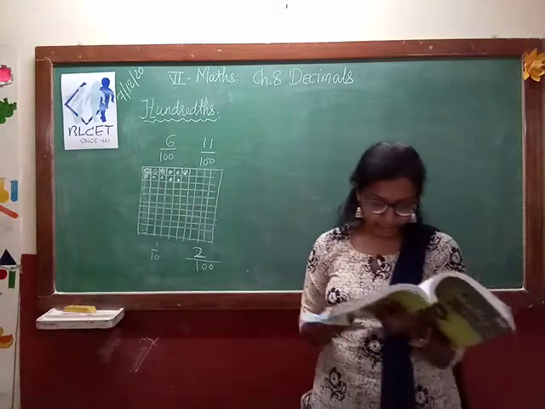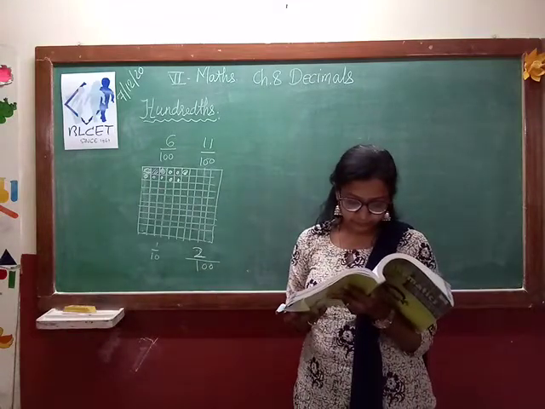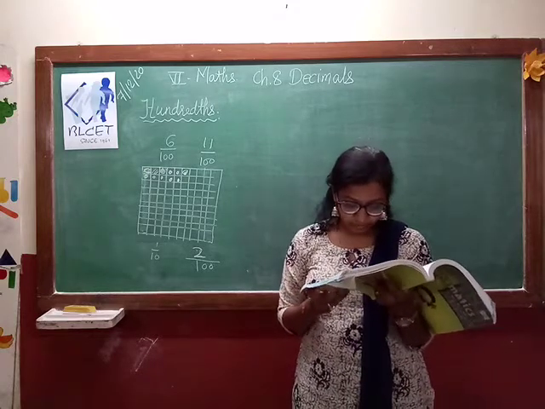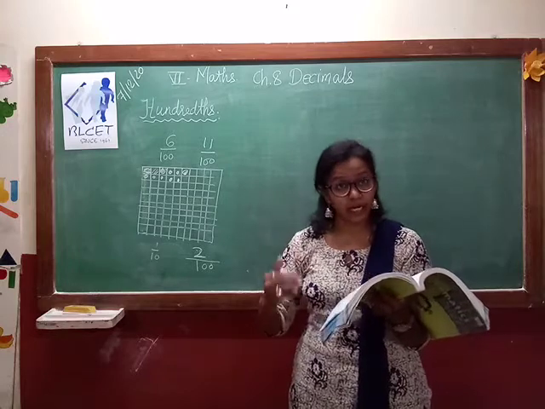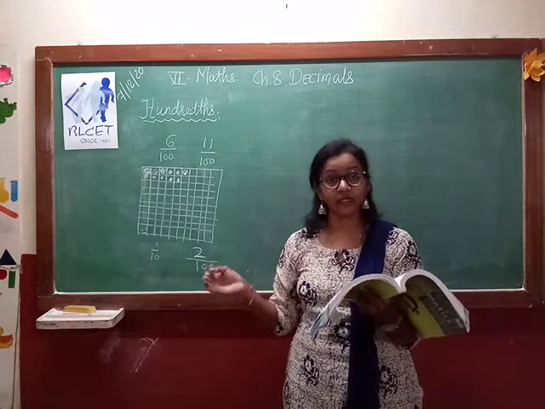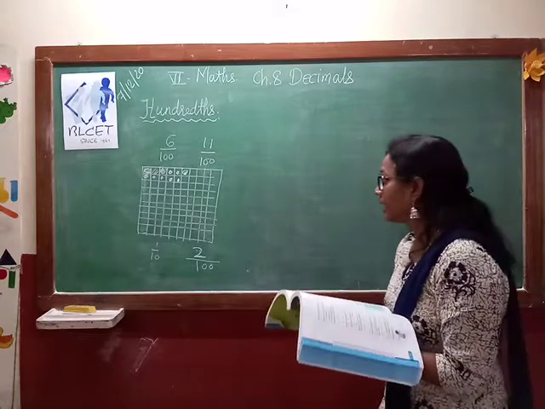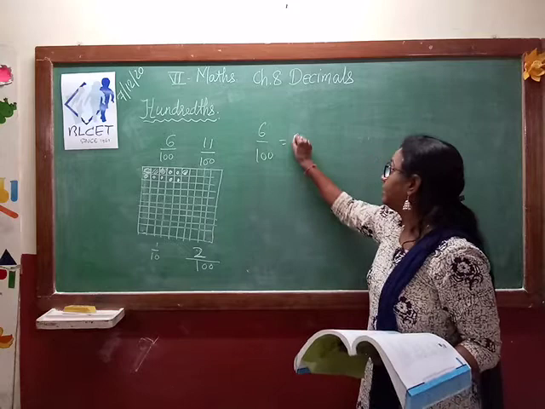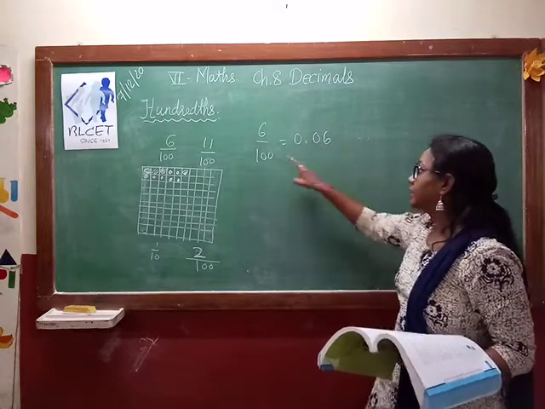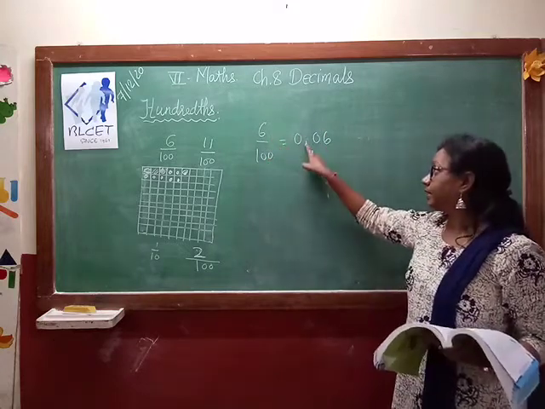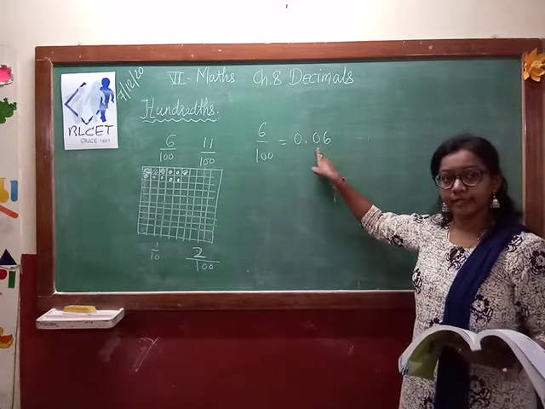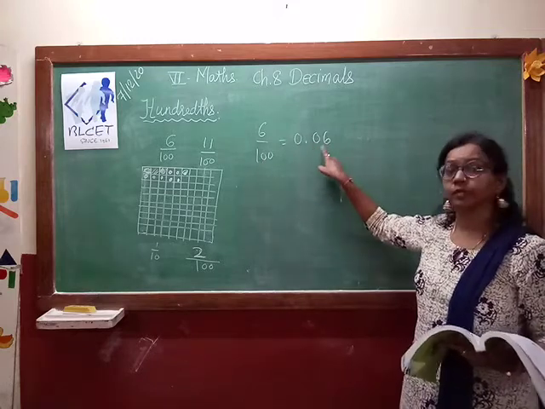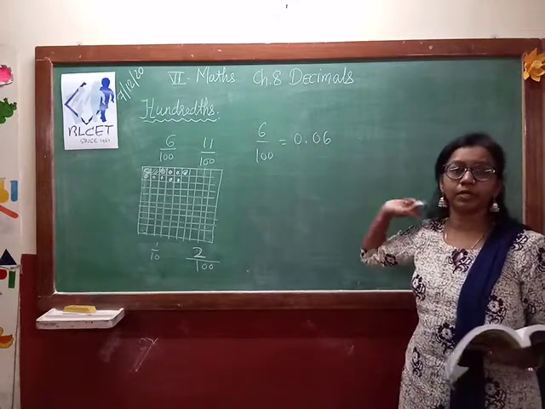If you see the first diagram, 8 portions are shaded. How will you read that? 8 by 100, 8 hundredths. But how will you write that? 0.08. Again, suppose here 6 by 100. How will you write this in decimal? 0.06. For 6 by 100, after the decimal point there should be 2 digits. Why? Because we have 100 in the denominator. So after the decimal point there should compulsorily be 2 digits.